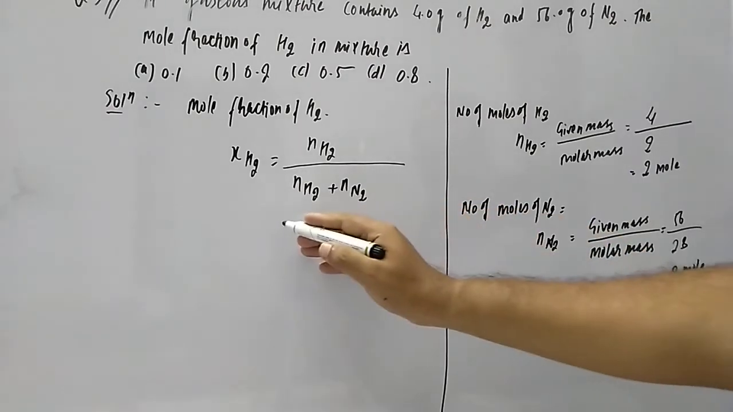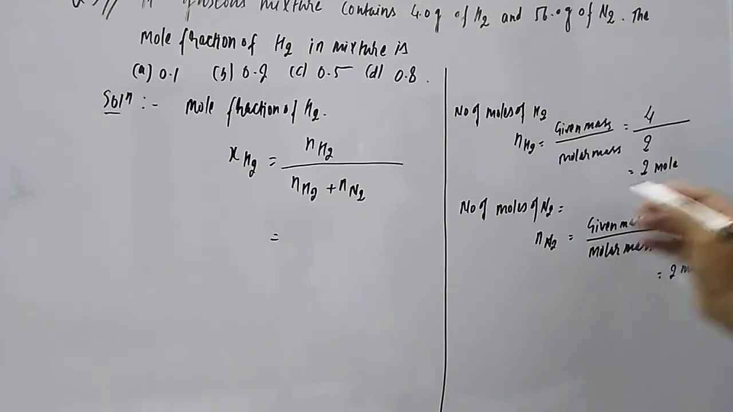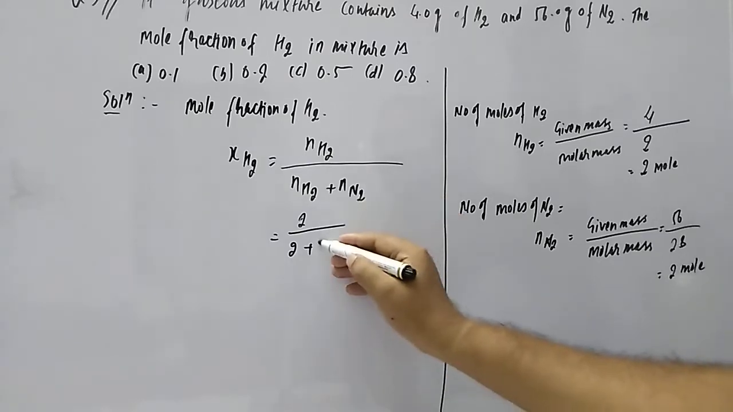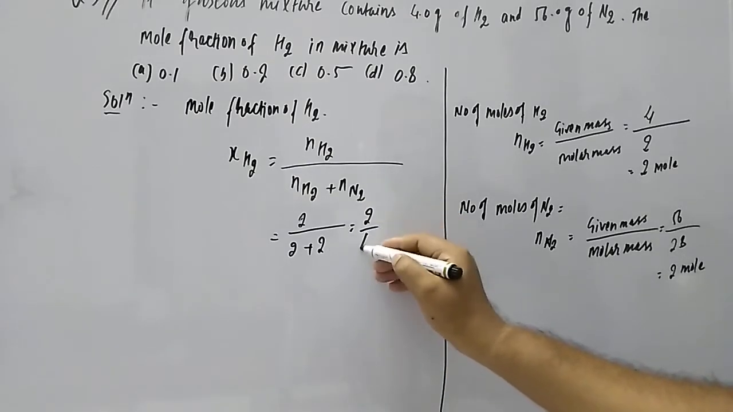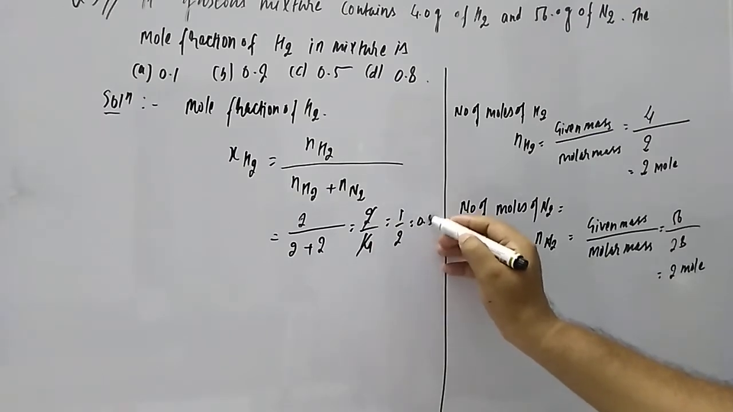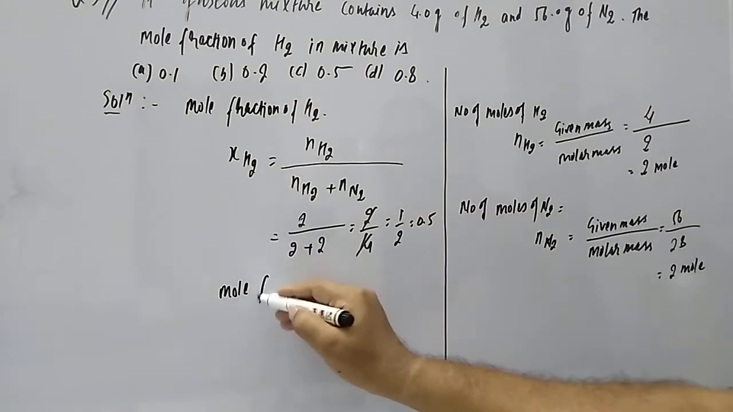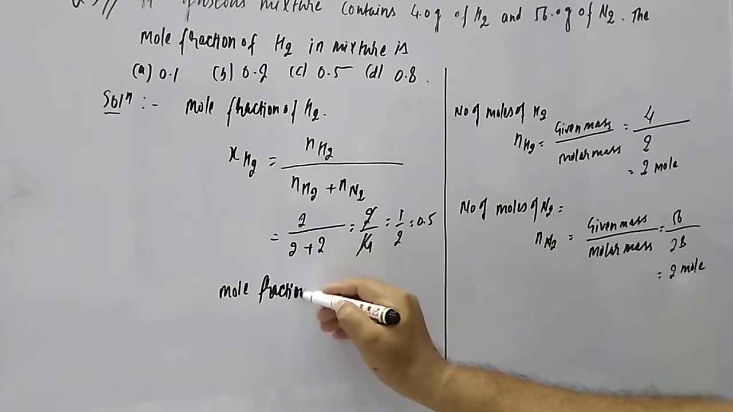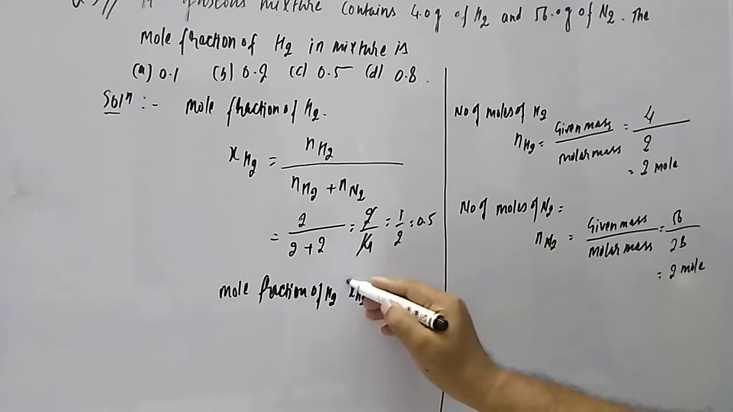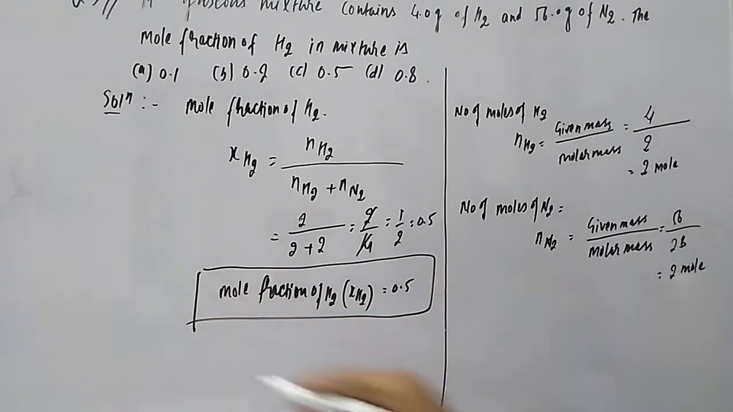So here you put the values in this formula. N of H2 is 2 moles, divided by N of H2, 2 moles, plus N of N2, 2 moles. So 2 by 4, which is 1 by 2, meaning 0.5. So the mole fraction of H2, X of H2, equals 0.5. It has no unit, so the answer is only 0.5.